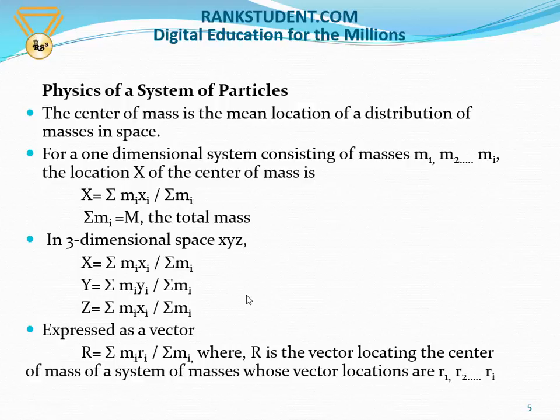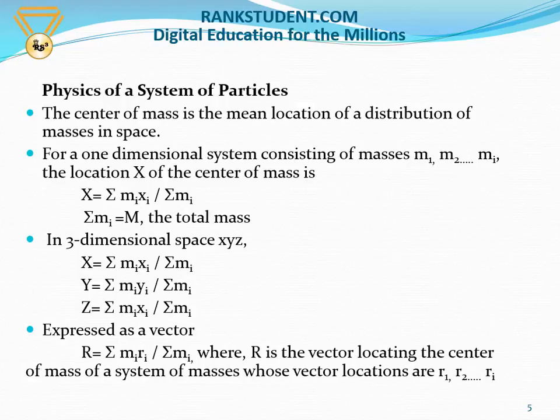Now let's look at the physics of a system of particles. The center of mass of a system of particles is the mean location of a distribution of masses in space. For a one-dimensional system consisting of masses m1, m2, etc. up to mi, the location x of the center of mass is given by x equals sigma mi xi divided by sigma mi. You multiply the masses by their position divided by the sum of the masses, which is designated by the letter capital M, the total mass.